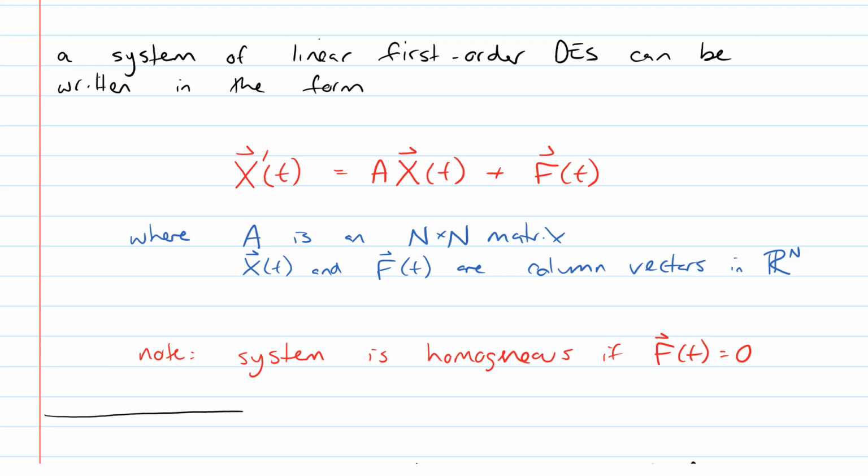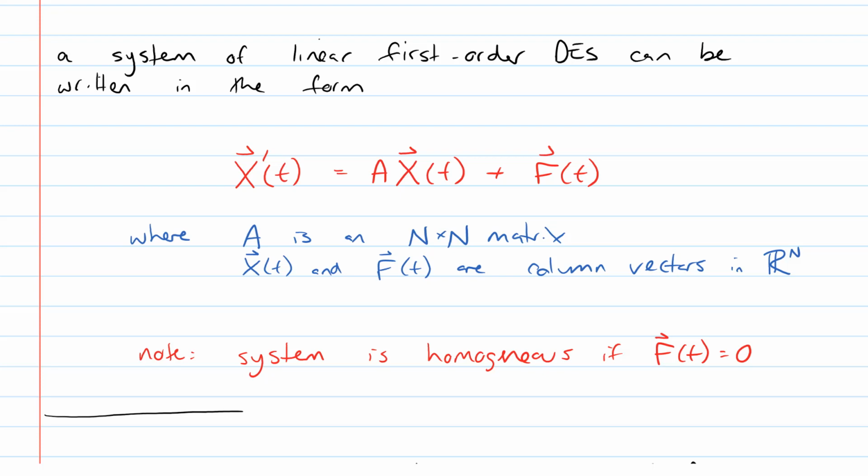vector capital X prime of t, using the rather terrible notation of prime, meaning the derivative of the vector x with respect to time, and that's equal to capital A times capital vector x of t plus another vector capital F of t, where A is an n by n matrix and x of t and f of t are column vectors in Rn.